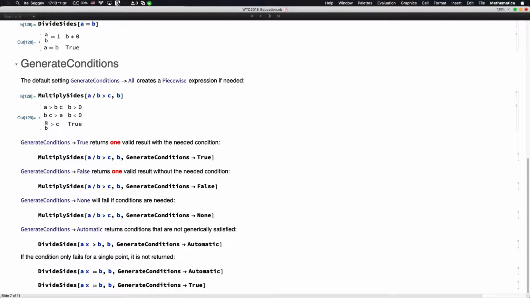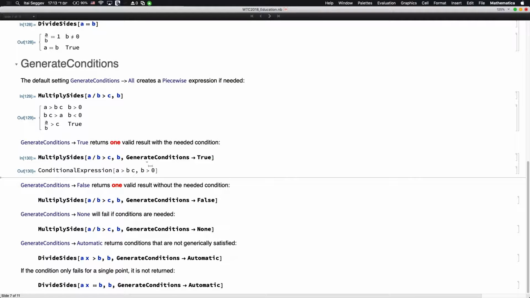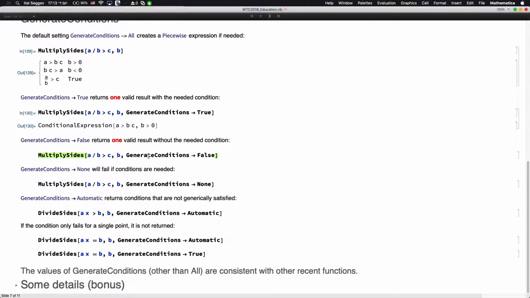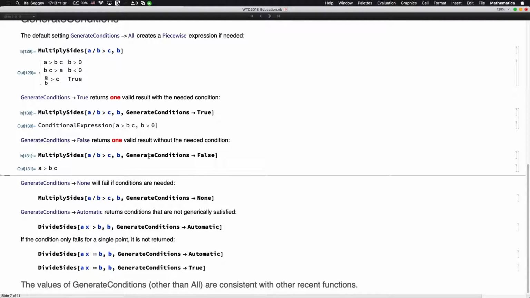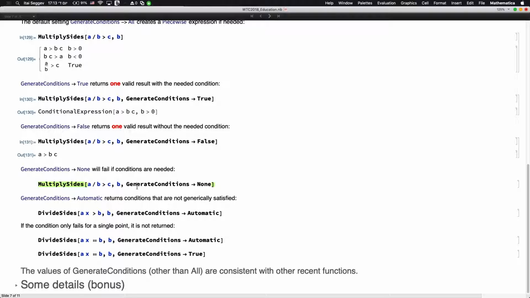So for example, generate conditions going to true means pick one true result, give it to me, and tell me what condition you used to get there. So here it shows the positive side, and voila. With false, it will still figure out a correct answer, but it won't tell you which condition it chose. And then there's none, which means if you need to generate the condition, then don't do anything, just come back as is.